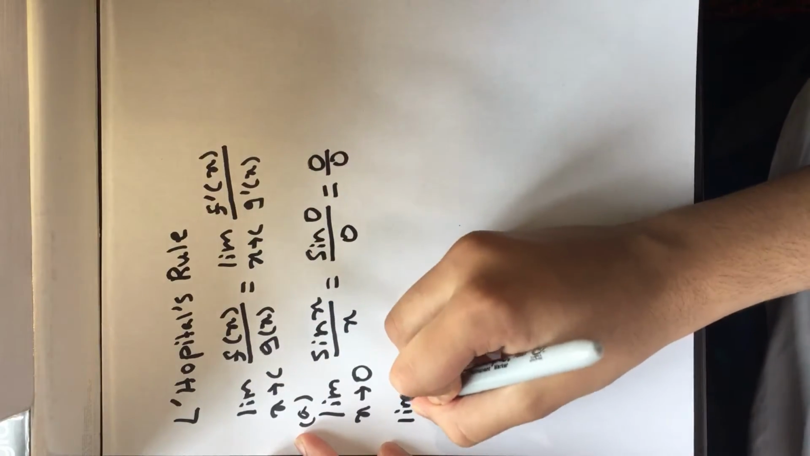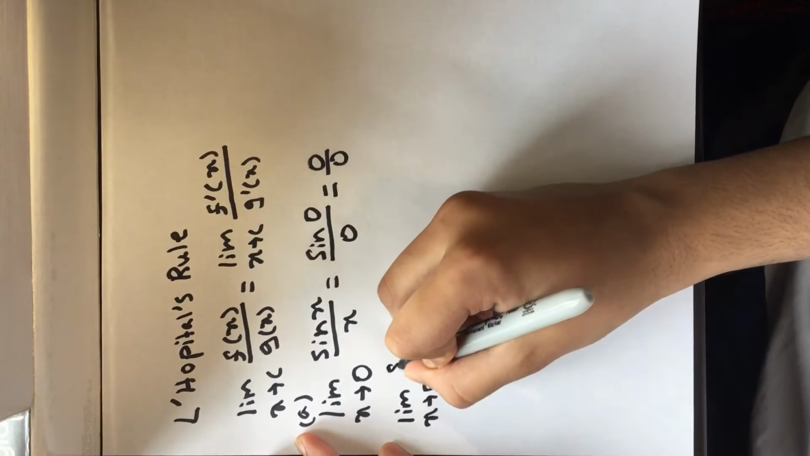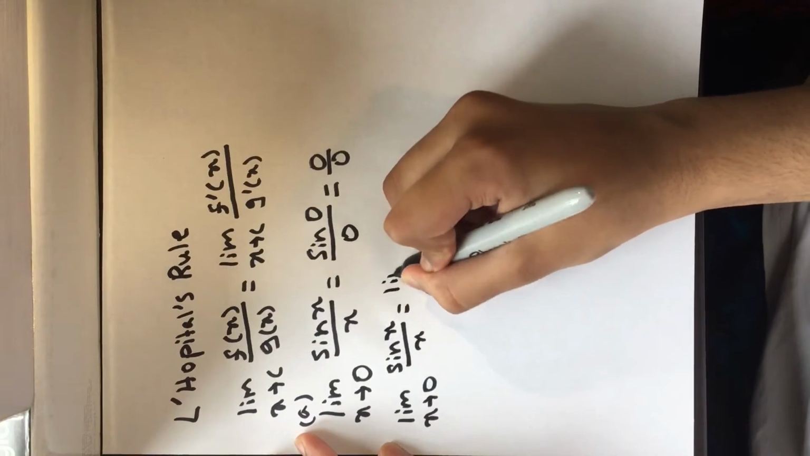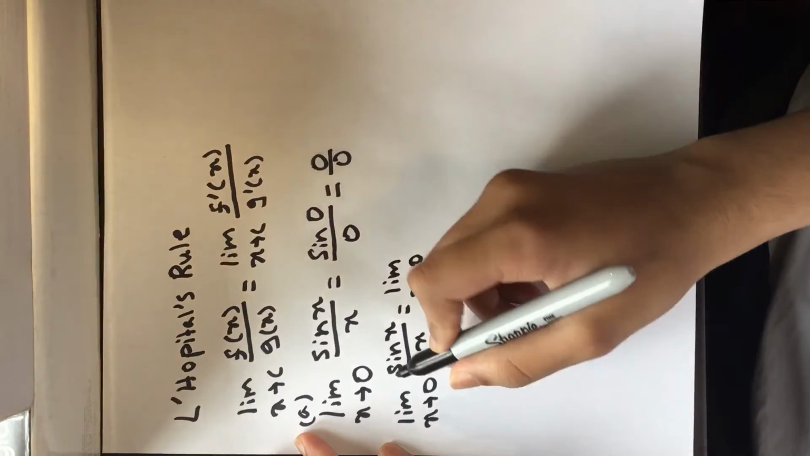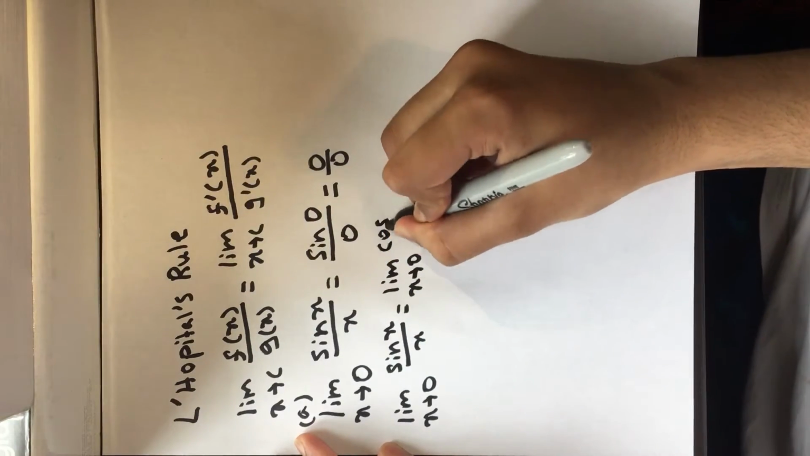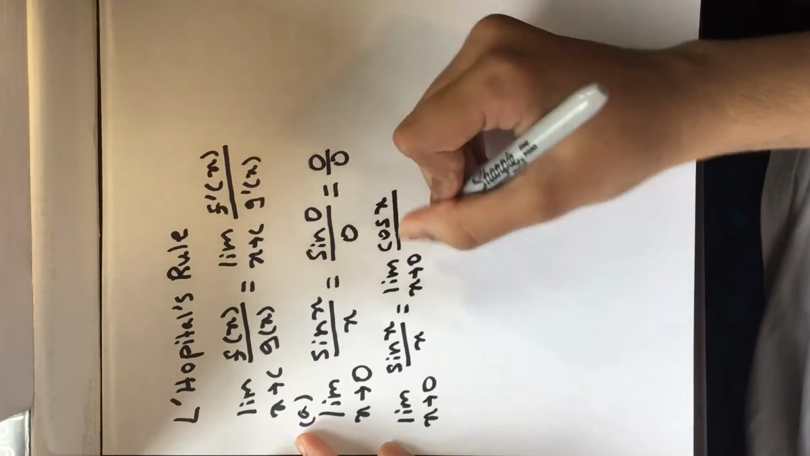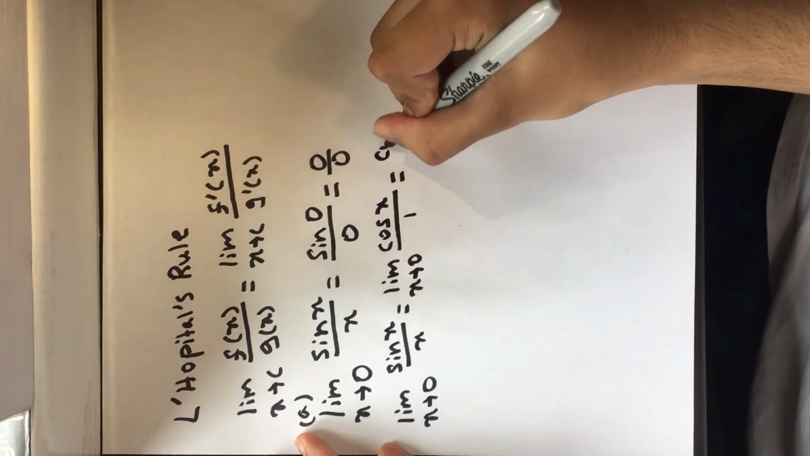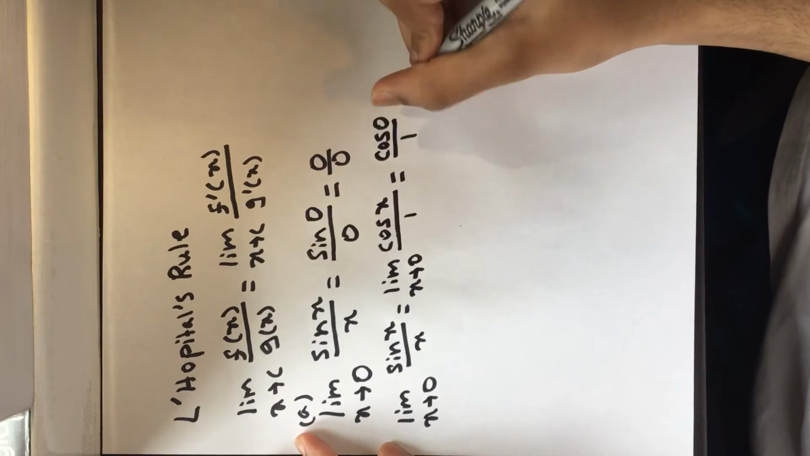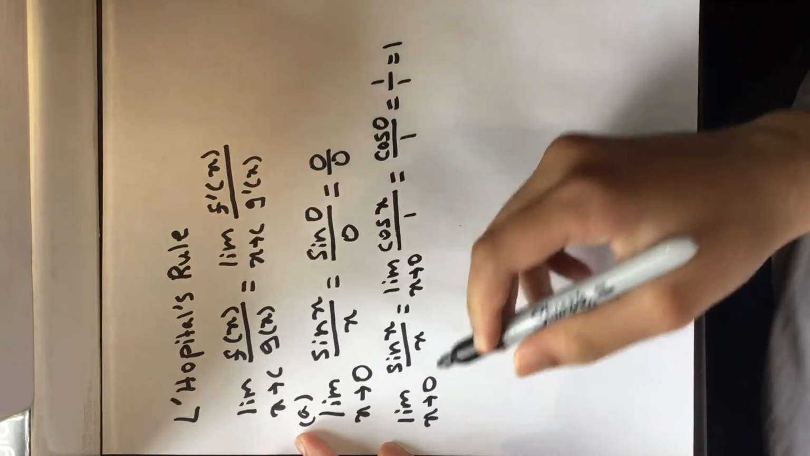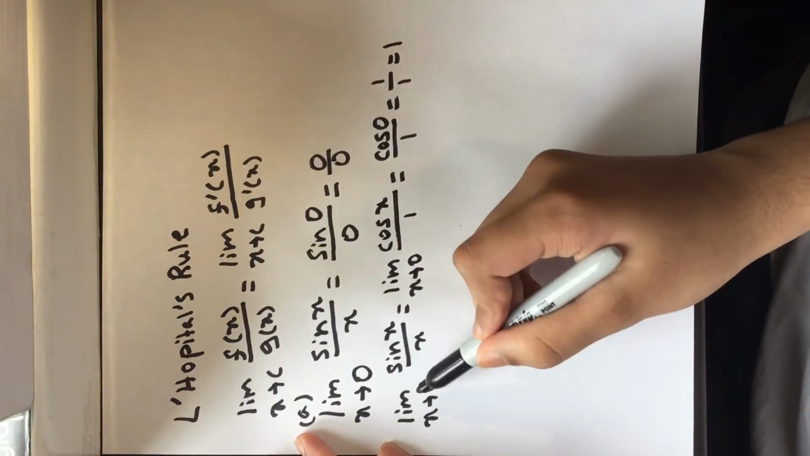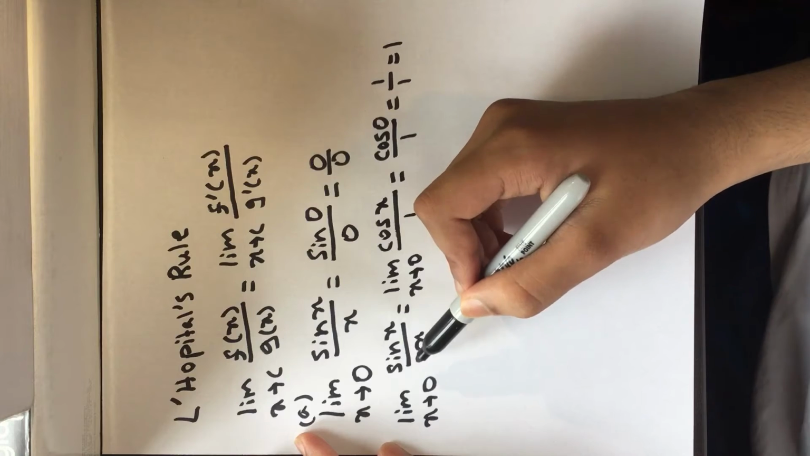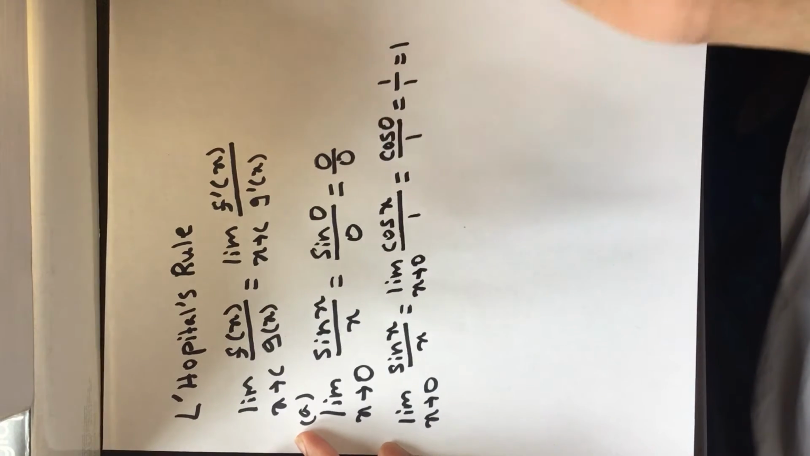So, the limit as x goes to 0 of sine x over x is actually equal to the limit as x goes to 0 of, and we know that the derivative of sine of x is cosine of x, so cosine of x over 1. Now we can use direct substitution. Cosine of 0 is 1, so we get 1 over 1, which is 1. So through using this rule, we have found the limit of this, whereas using direct substitution would give us an indeterminate form.